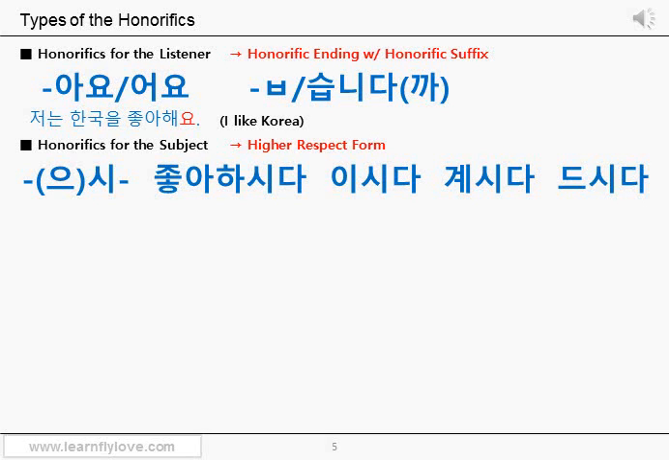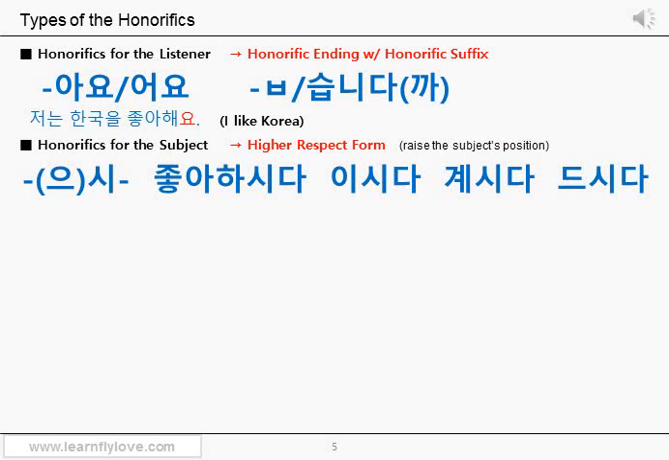Sometimes some people don't exactly understand the difference between normal honorific endings for the listener and the higher respect forms for the subject, or don't exactly know why they have to use higher respect forms while they already used the honorific suffix 요 in the sentence. Again, the honorific suffixes 요 and 니다 are used to sound polite to the listener, and higher respect forms are used to show more politeness to the subject by raising the subject's position.